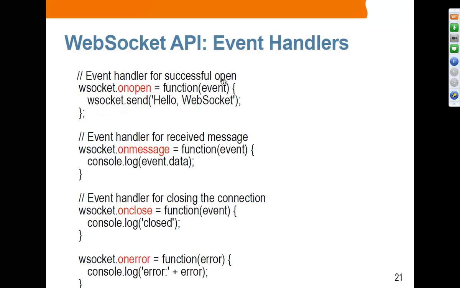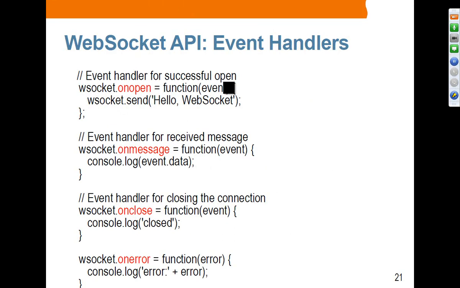Once you create the WebSocket object, you are going to have event handlers. The onOpen event handler gets called when the connection is established. The onMessage handler is called whenever a message is received from the server, and here it just displays the data that is received. onClose is invoked when the connection is closed. When there is an error, the error handler gets invoked.